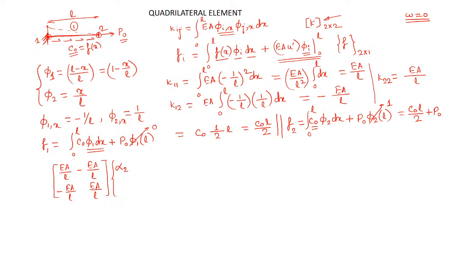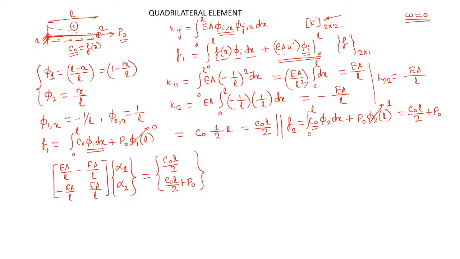We have two unknowns, alpha 1 and alpha 2. Then here I have F1, F2. F1 is C naught L by 2, and F2 is C naught L by 2 plus P naught. Fine. So this is the full form.